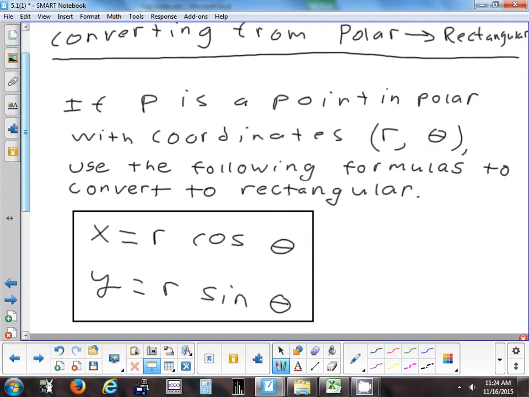So here are the same formulas again. If you've got a point in polar, r is the radius, theta is the angle, use the following formulas to change to x and y. Yeah, same formulas you just wrote down.